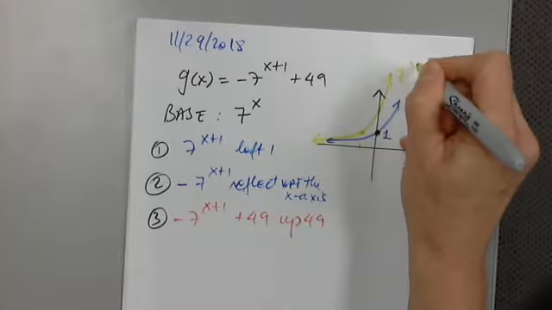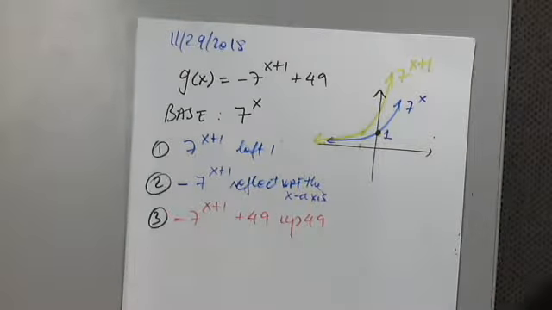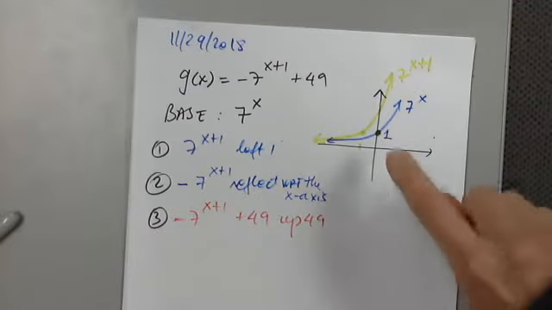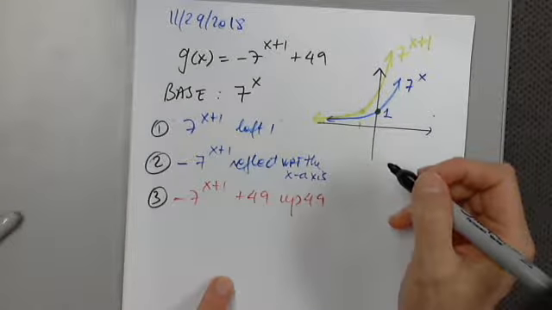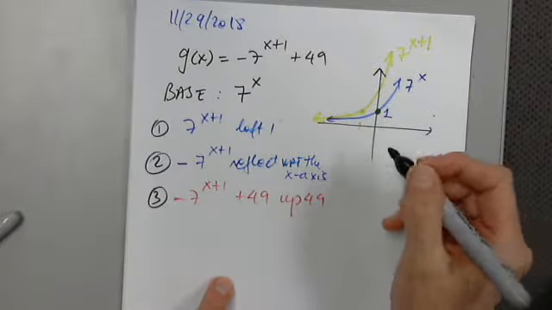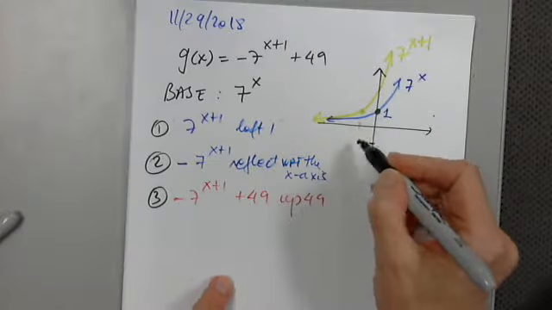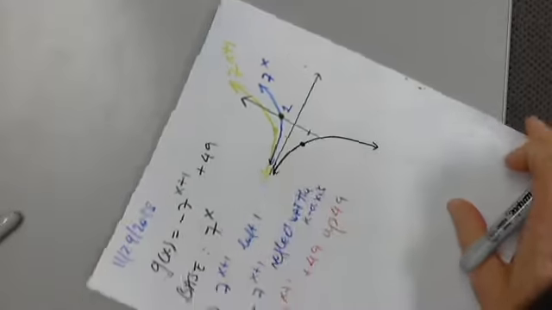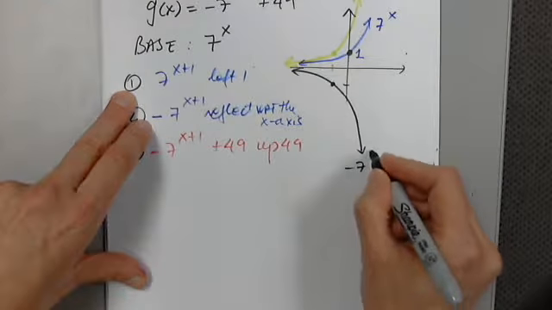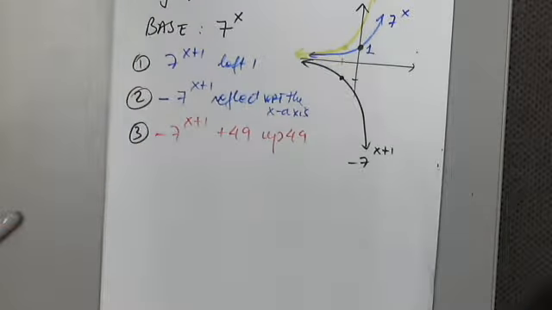So this is 7 raised to x plus 1. Now you told me to reflect. Where does my indicator go? To negative 1. Yes, it goes to negative 1, negative 1. And here's the graph. This is the graph of negative 7 raised to x plus 1.